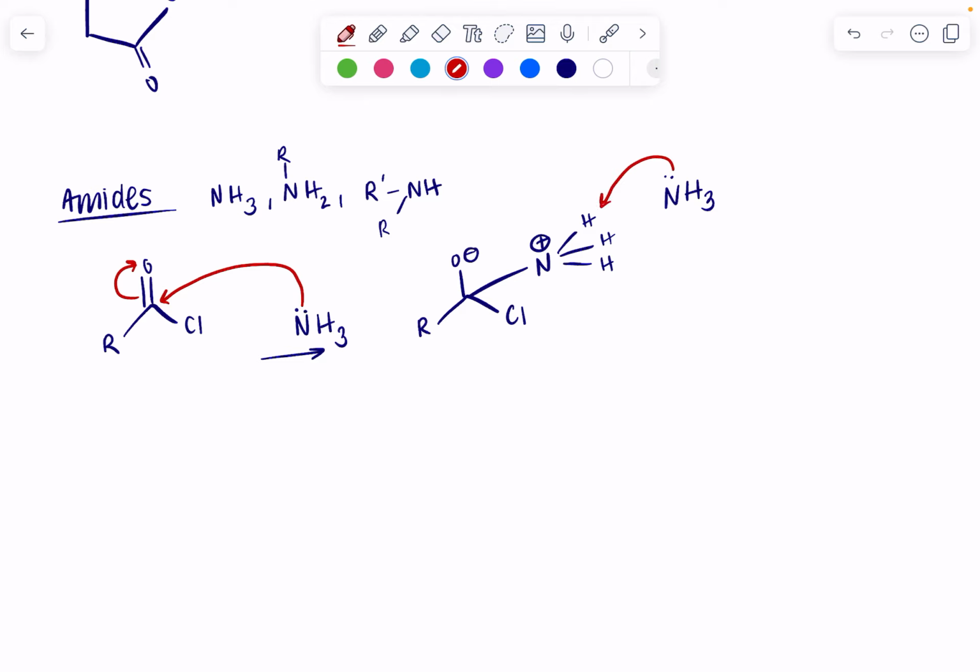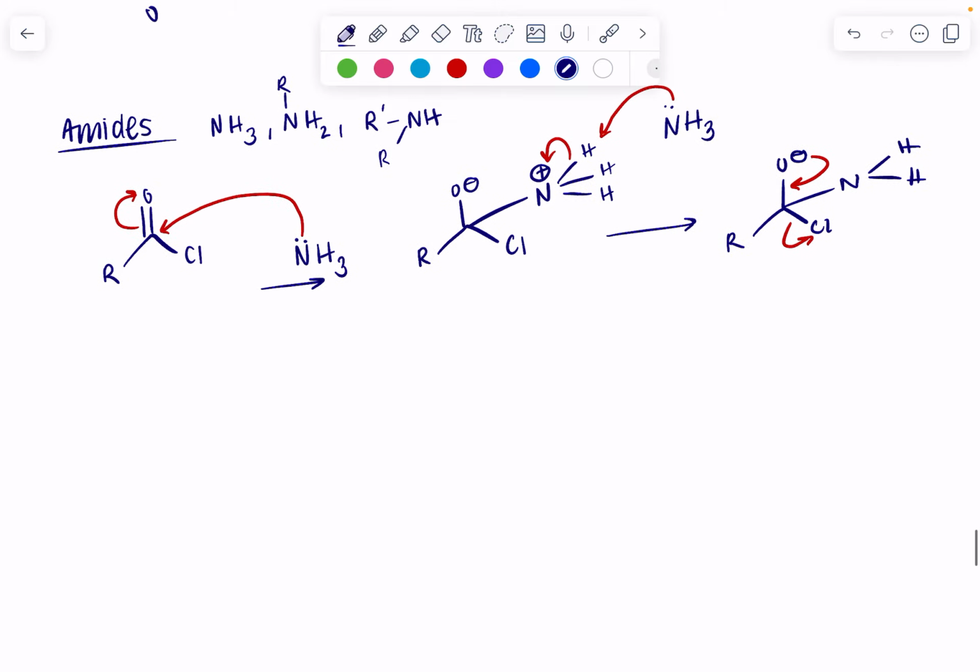It's going to rip off a hydrogen, and the hydrogen is going to go back onto that nitrogen. Then we'll get this. Our oxygen is still negatively charged, we still have that nitrogen group and that chlorine group, and now we only have 2 hydrogens on our nitrogen, which is good. It's neutral. What can happen now is these electrons can go back into a double bond, and chlorine can be kicked out because chlorine is a good leaving group in this situation.